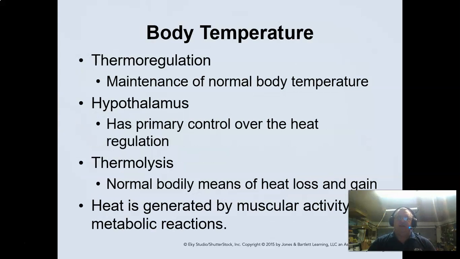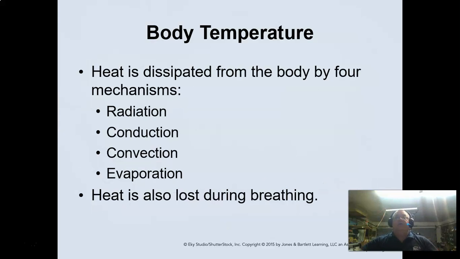Body regulation, again, it's usually maintained through body temperature, and usually our hypothalamus is the guy that does this. Thermolysis is the normal body means of losing heat. We are constantly being exposed to hot and cold. We are constantly changing that. And again, our body has mechanisms by either heating up, muscular activity usually, or cooling down, usually a sweat reaction, or dissipating heat by certain means.